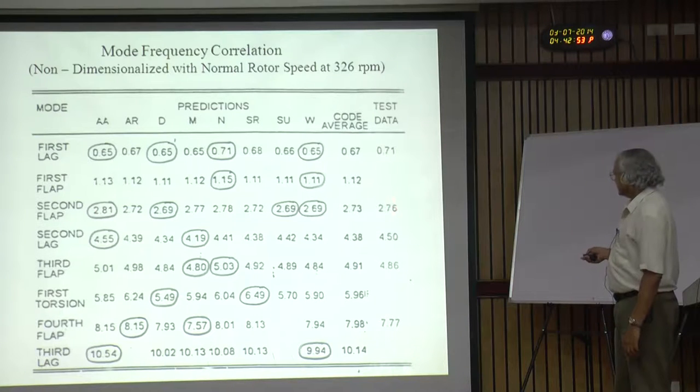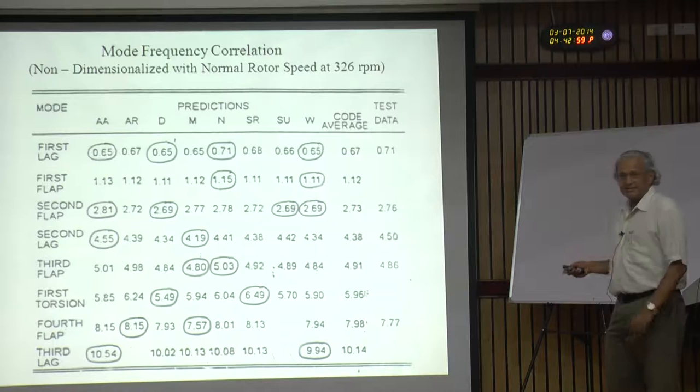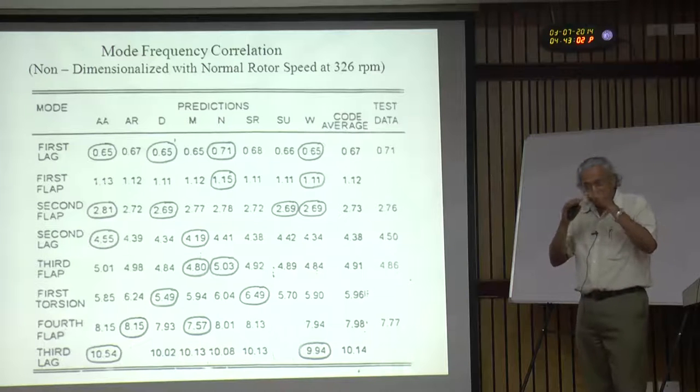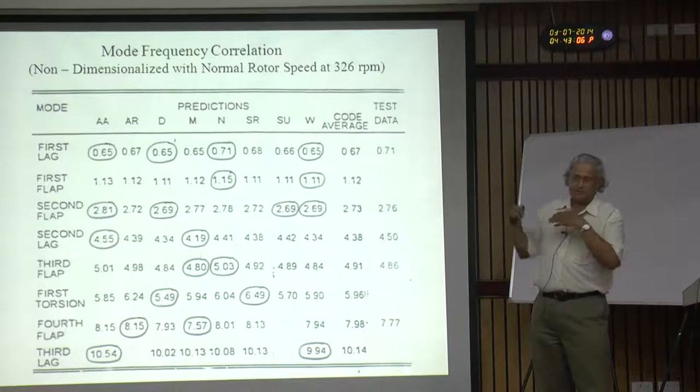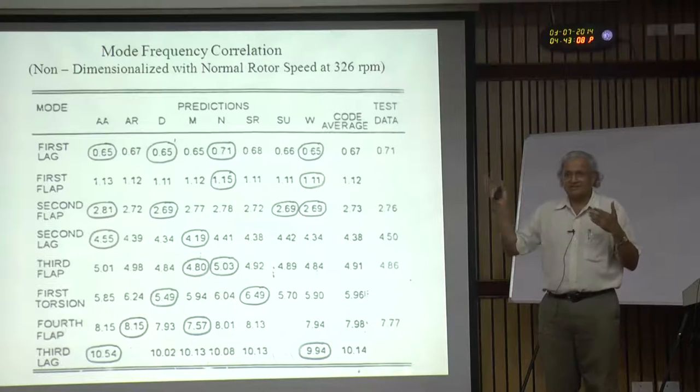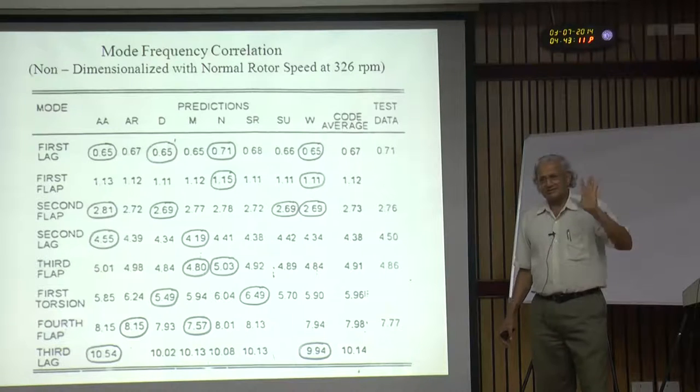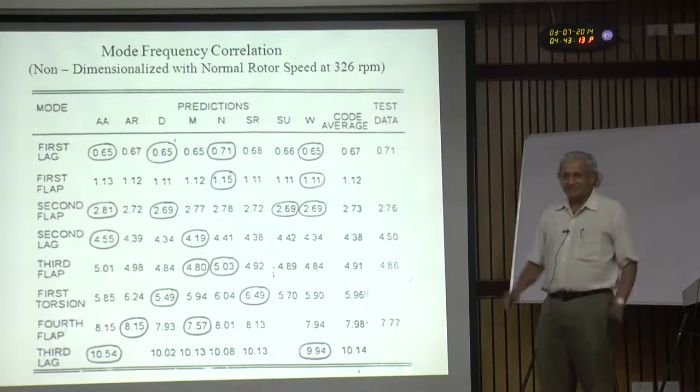The test was 2.76. You have 2.81, 2.69 from that range. That means right at the beginning of your modeling, this is the frequency. Then there is, of course, the mode shape. Mode shape, you can't measure it in flight. So whatever you get, you take it.